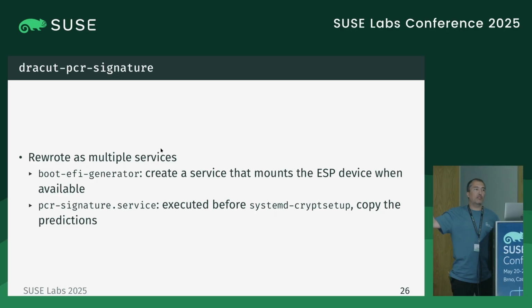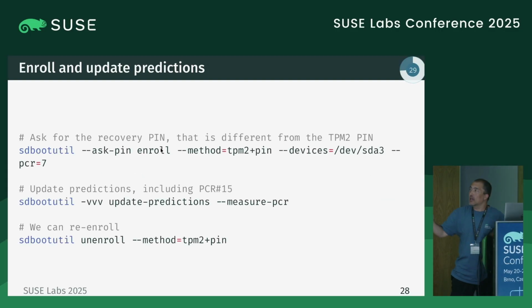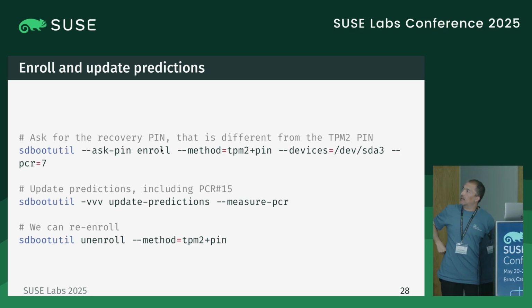In the same way, the PCR signature had a big refactoring. This was a critical component that can break your system very easily, but with the refactor, it's now very robust, and I don't have any report of any user issue since a long time ago. And this is the kind of expectation about the user interface that you have now. You can enroll the device using different parameters to specify the method of enrollment, the different PCR that you are going to enroll. In the same way, you can command update predictions, and you can command also the update of this PCR 15 value that is going to require you to enter the password, because the volume key is not something that is going to be accessed by anyone.